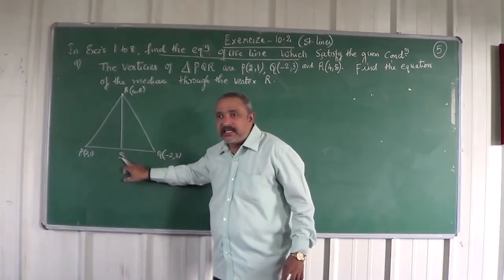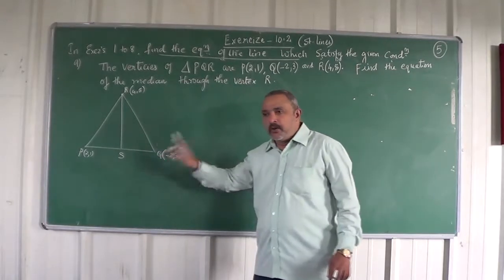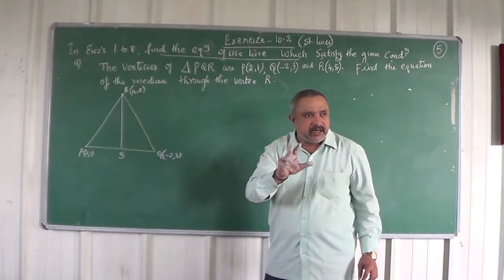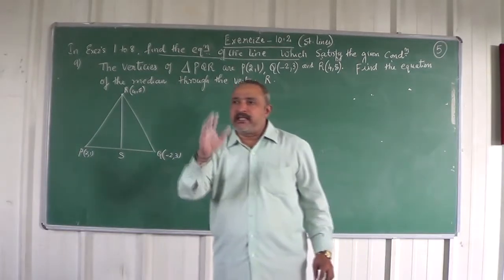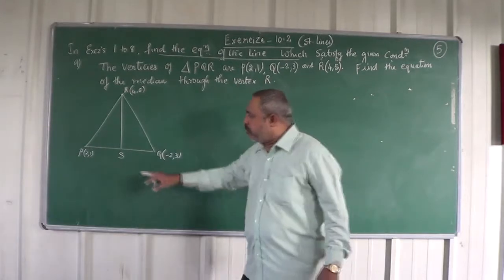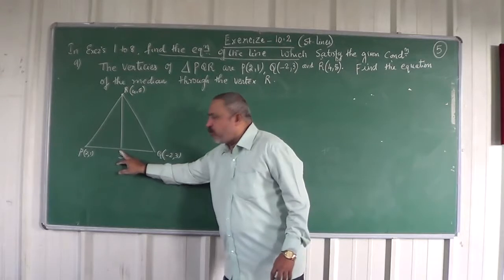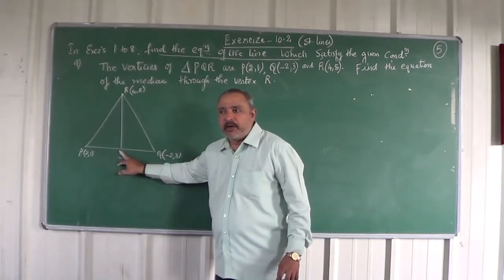So what is S in this case? S is the midpoint of P and Q. You know how to find the midpoint of a straight line. The formula to find the midpoint is (x1 plus x2)/2, (y1 plus y2)/2. So taking this as x1, y1 and this as x2, y2, we shall find out the coordinates of S, which happens to be the midpoint.